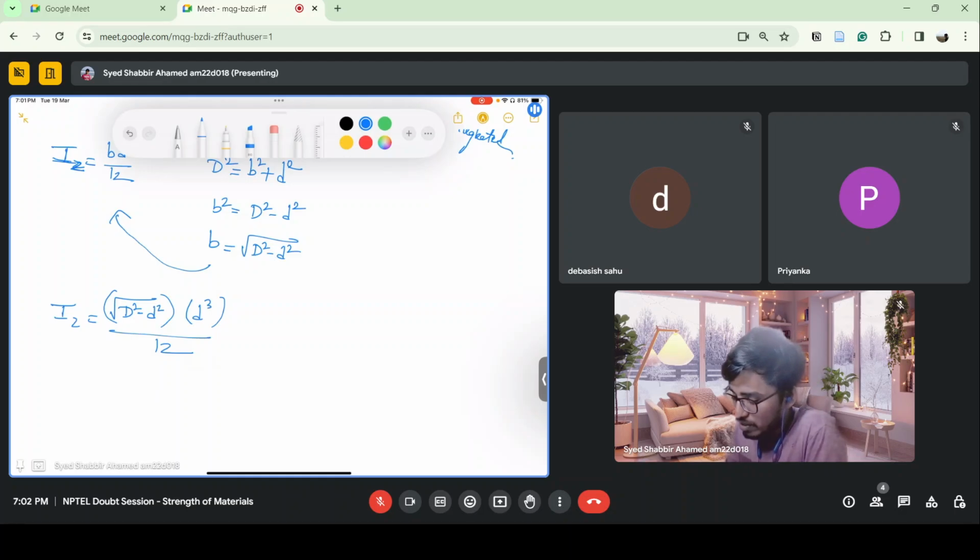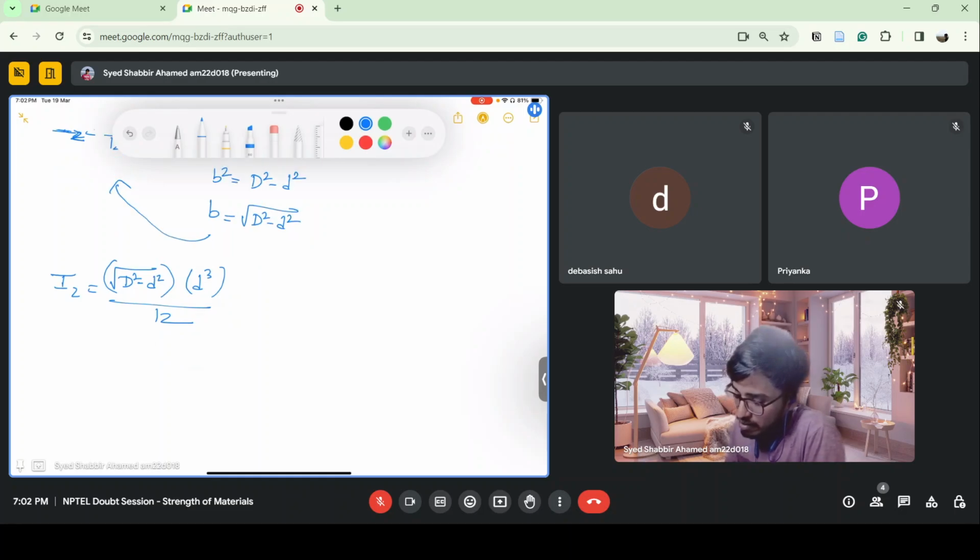And now you can see that the moment of inertia is a function of d. So only d is varying. Capital D, we know that the diameter of this circle is constant. So only d is varying, so I can simply differentiate it with respect to small d.